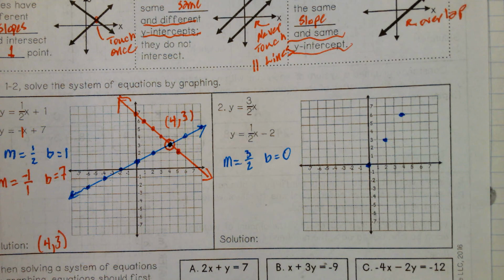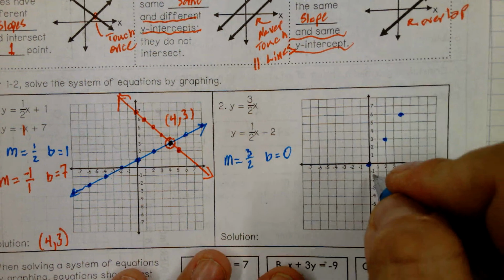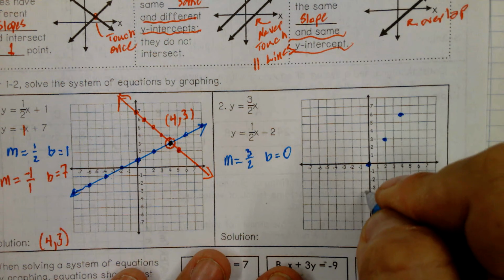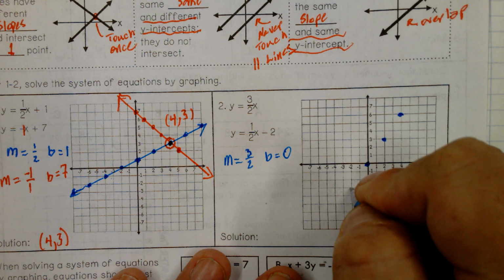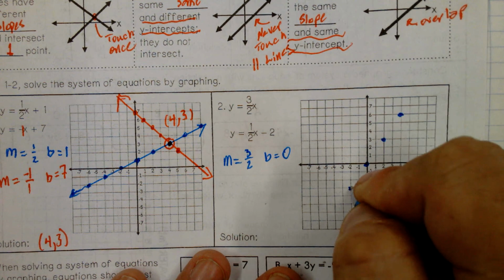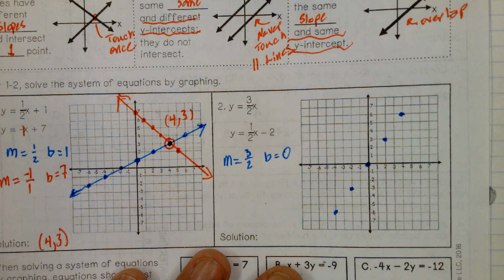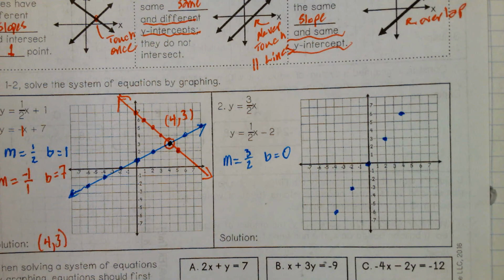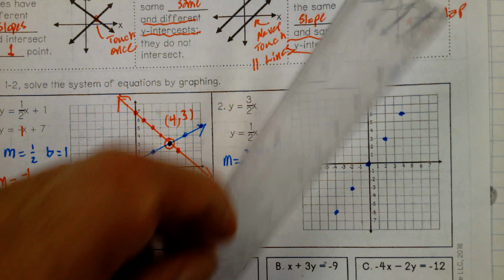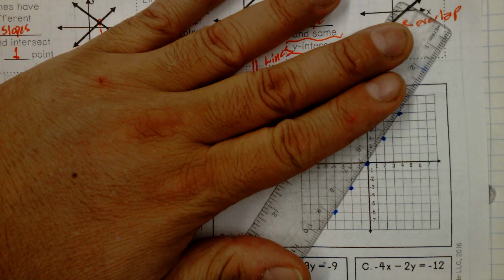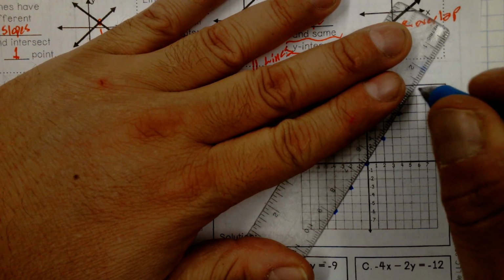Everybody do it. Come on. Down 3 spots. 1, 2, 3. To the right 2. 1, 2, 3. To the right 2. And that's as many points as I can plot there. One of those is our solution. Okay, so let's go. Let's make a line.